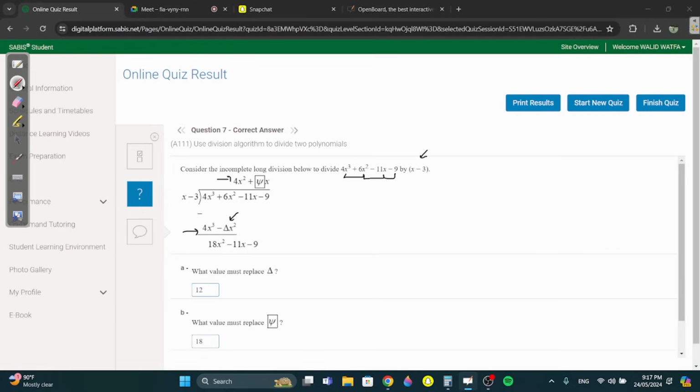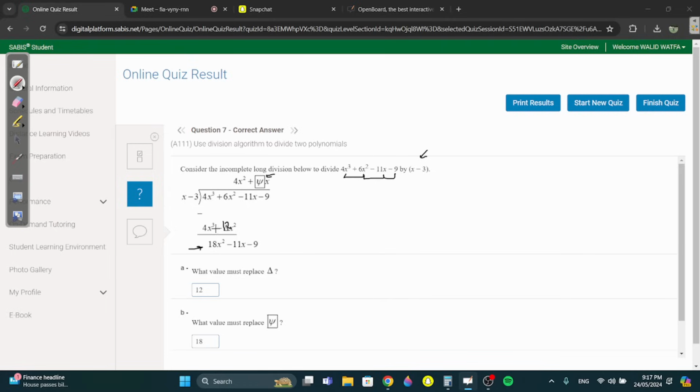But they're asking for this delta here, this triangle. So obviously, what we're missing here is they forgot to multiply minus 3 times 4x squared and put minus 12x squared, right? But they already put the minus. They only want the number, which is 12. So let's continue. They also want this symbol. I don't know why they give us these symbols. So here you're going to get minus 12x squared, right? And over here they gave you 18 as the answer.